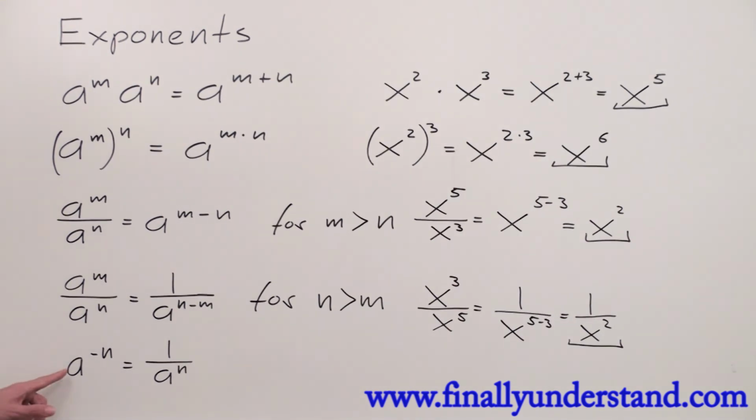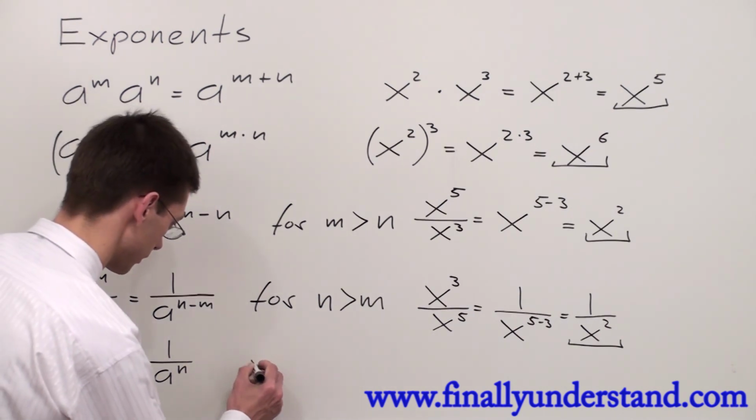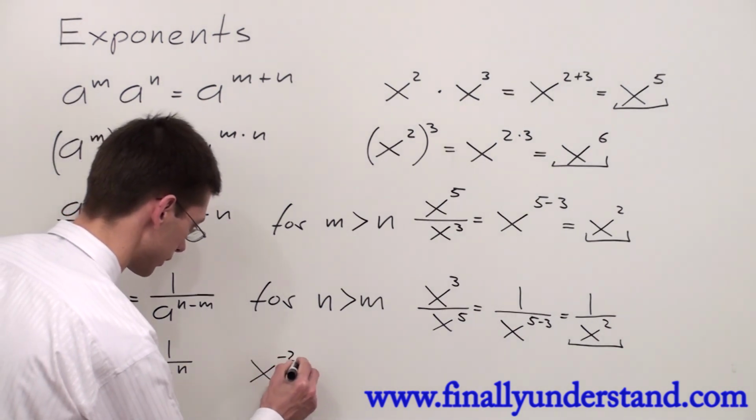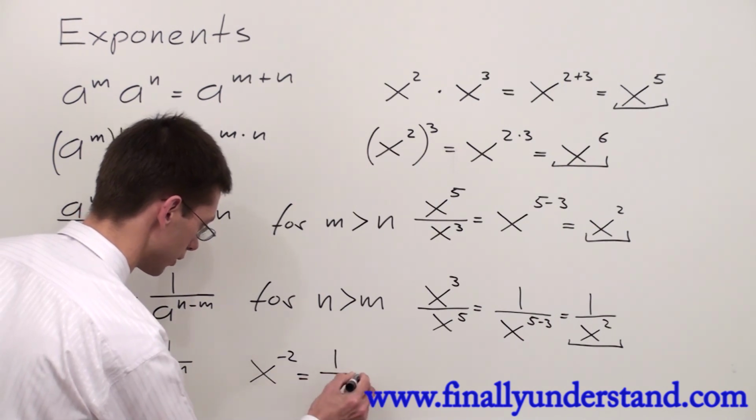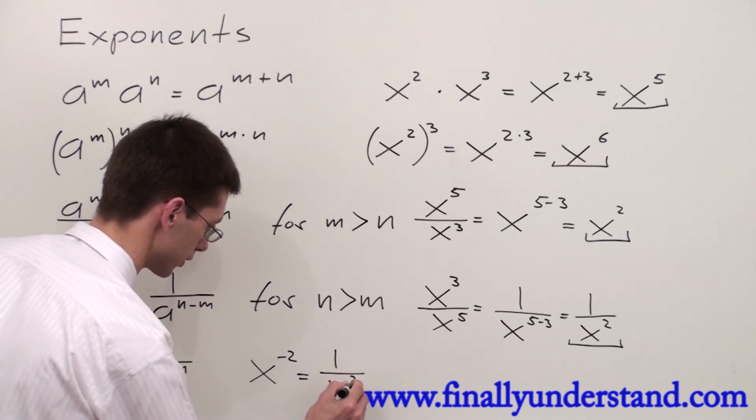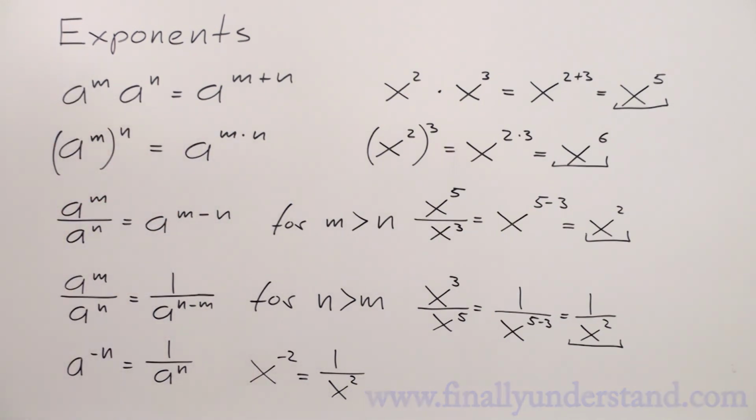Next formula is for negative exponent. Anytime we have term with negative exponent, we're supposed to bring that term to the denominator and negative exponent convert to positive. Example, x to negative second power is going to be nothing else, just 1 over x to the second power. Very simple.